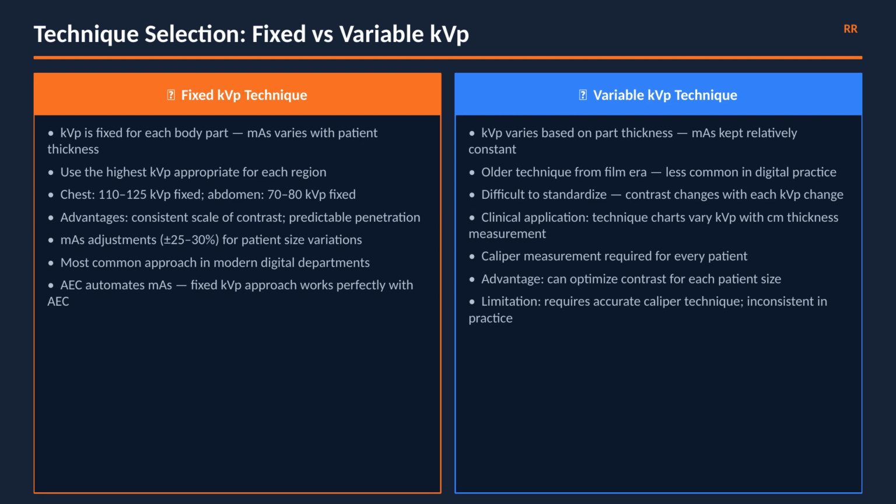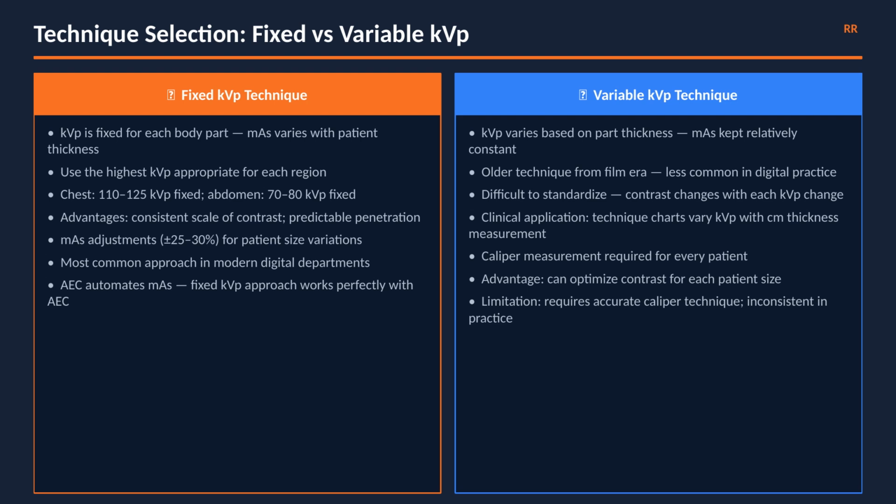This is the standard approach in modern digital departments. AEC handles mAs selection. Fixed kVp works perfectly. With AEC variable kVp technique, kVp varies with measured part thickness, and mAs is kept relatively constant. It requires caliper measurement of every patient.